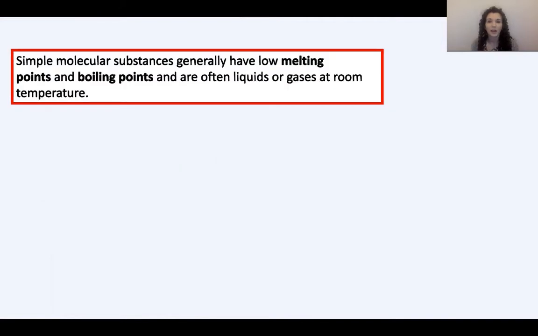So that's right. Simple molecular substances generally have a low melting and low boiling point and are often liquids or gases at room temperature. So that's a really important fact that you need to know. So if you can pause the video and write down that really important fact, that would be great.